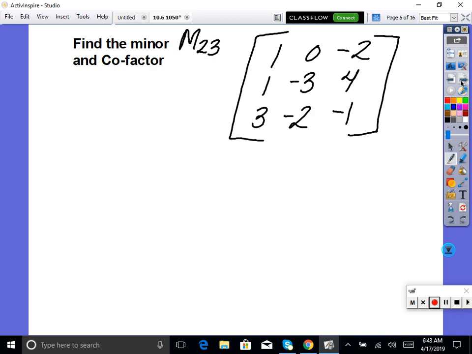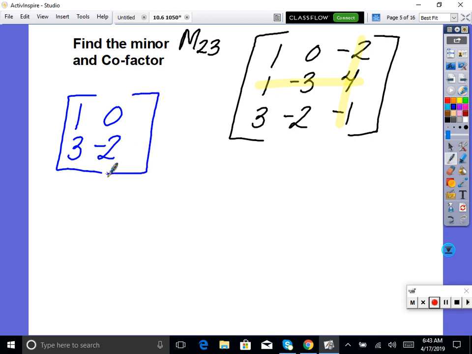Okay, so now we're going to go ahead and find, I'm just going to make sure we're good. If I said to you, find the minor M sub 2,3, how would you do it? You go to row 2, you highlight, and then column 3. Okay, so then what would be my minor? 1, 0, 3, negative 2. Does everybody see how that is the non-highlighted portion? That would be our minor matrix.